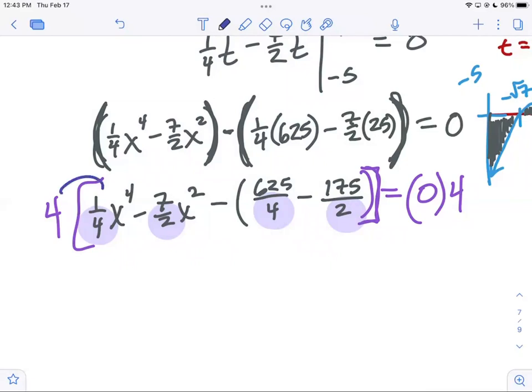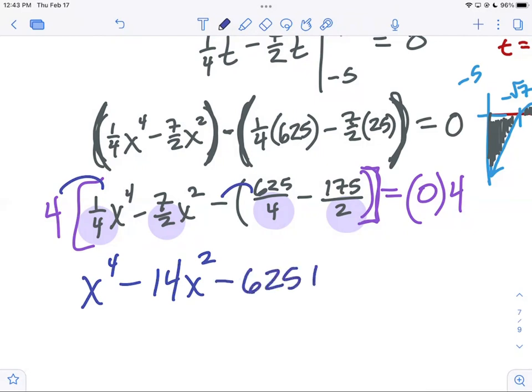All right. Now we'll carefully distribute. We get x to the 4th minus 4 divided by 2 is 2, 2 times 7 is 14 x squared. And then I'm going to distribute the negative and the 4. Is that okay? I'm distributing a negative 4. It's super deluxe extra algebra, right? So I get negative 625 plus 4 divided by 2 is 2.